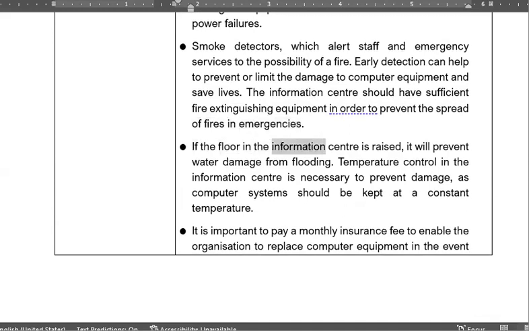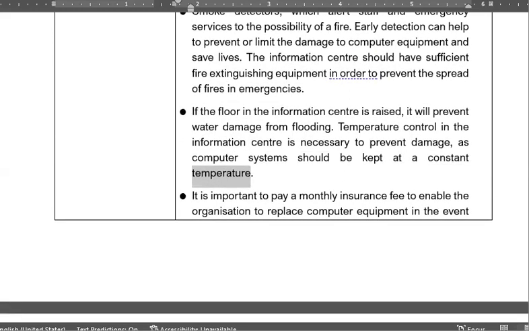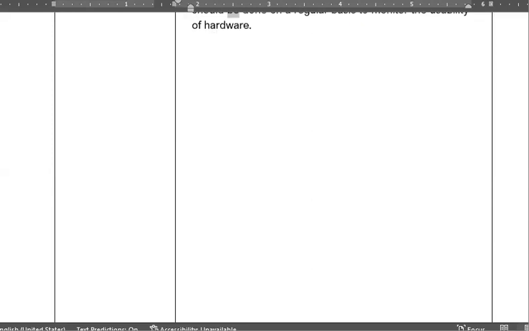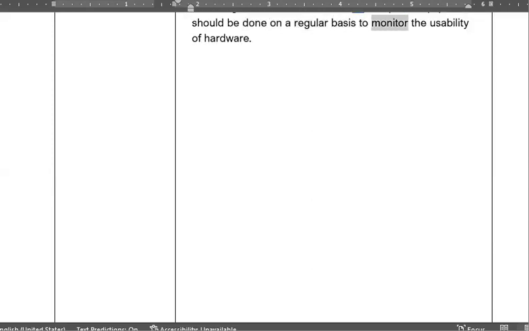If the floor in the information center is raised, it will prevent water damage from flooding. Temperature control in the information center is necessary to prevent damage, as computer systems should be kept at a constant temperature. It is important to pay a monthly insurance fee to enable the organization to replace computer equipment in the event of damage or loss. Maintenance on computer equipment should be done on a regular basis to monitor the usability of hardware.